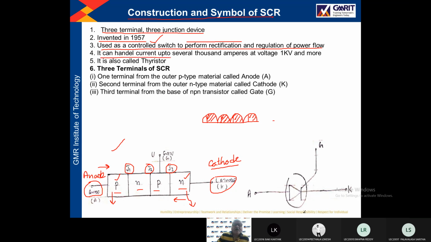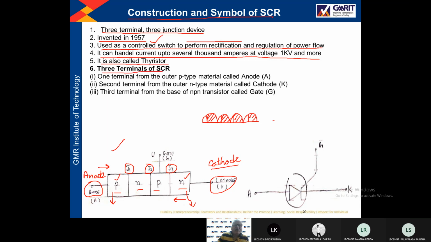It can handle current up to several thousand amperes at voltages of 1 kilovolt and more. So its current carrying capacity is very high as compared to a normal PN junction diode. It is also called a thyristor.